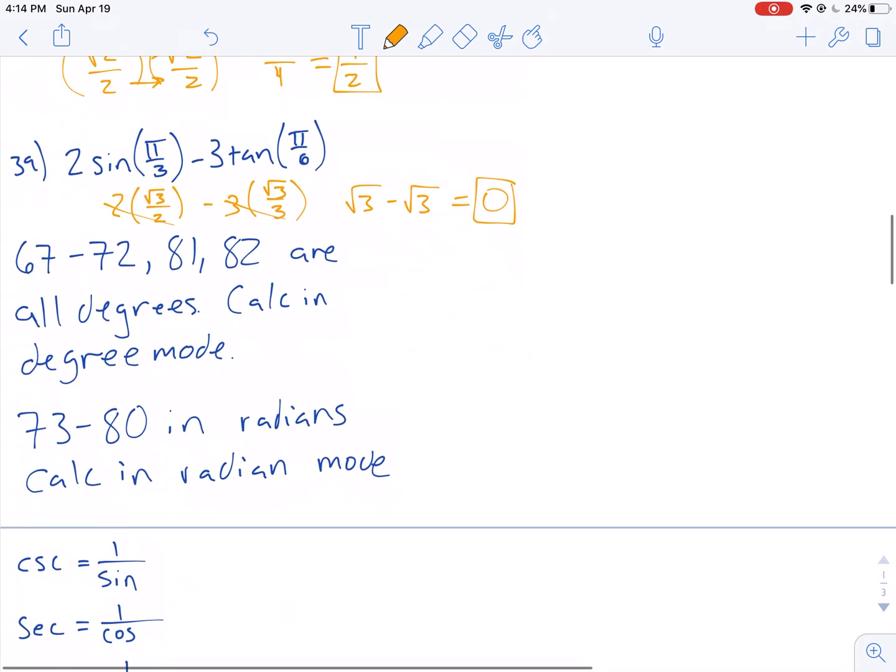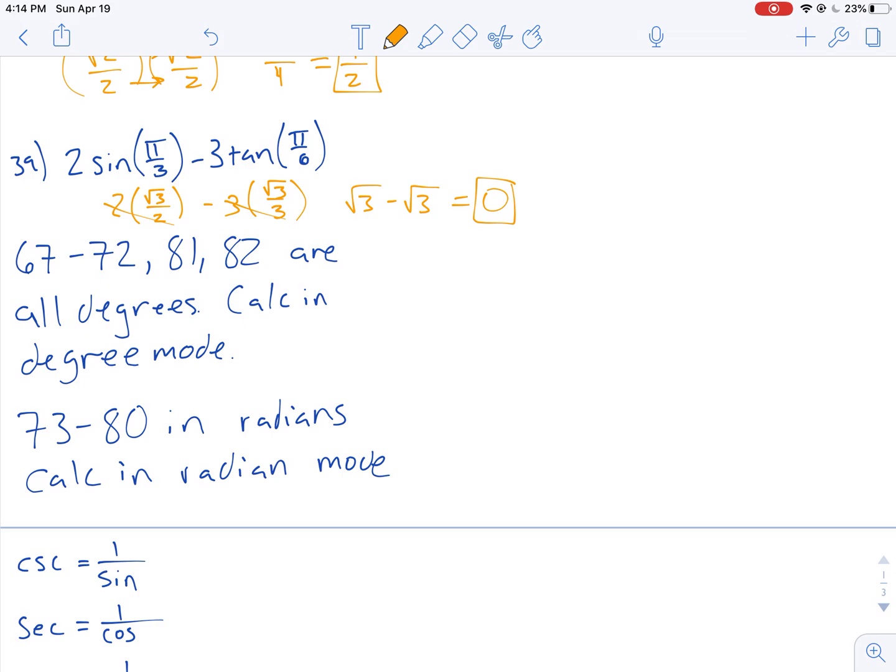All right, 67 through 72 and 81, 82. Those are plugging this in on your calculator. And I've already gone over how to plug these in on your calculator, so I'm just going to verbally restate it. You can look back on the 6.1 part 1 notes if you really need a refresher on this. It's also in the 6.1 part 1 answer key.